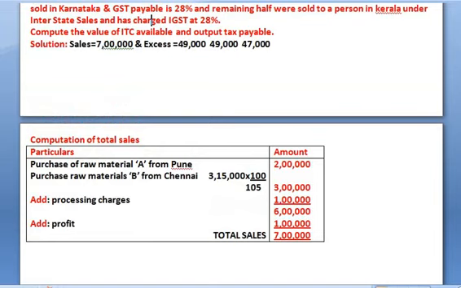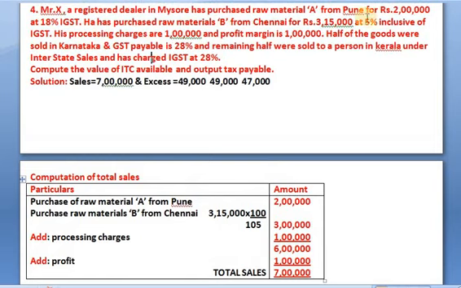So first you have to go for calculating the total sales. When you calculate the total sales, as usual, first take out the purchases. Taking all the purchases, you have to calculate like this. First take purchase of raw material from Pune. Here it is given, see, purchase of raw material from Pune: how much? 2 lakhs. Take 2 lakhs. And purchases of raw material B from Chennai, and it is inclusive. So 3,15,000 is inclusive of how much? 5%. So 100 divided by 105, you will be getting 3 lakhs. So these two are transactions related to your purchases.